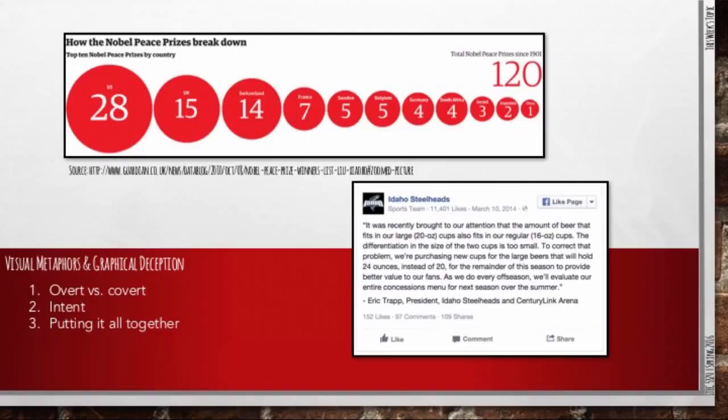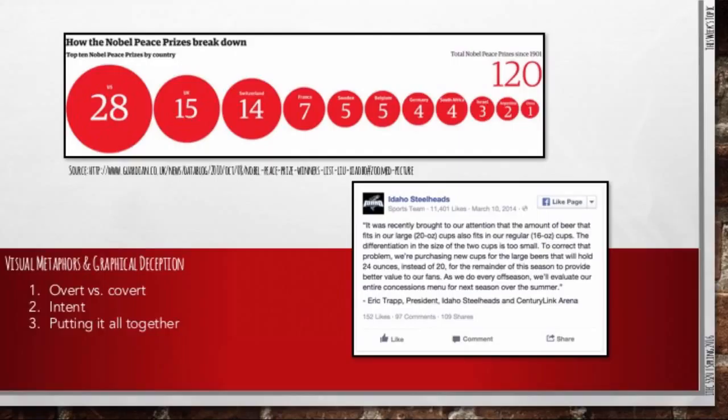And if you're asked to intentionally deceive through a visual metaphor, how do you feel about that? How do you reconcile any personal or ethical objections to a request to overtly or covertly deceive in a message? So on screen you see some examples.